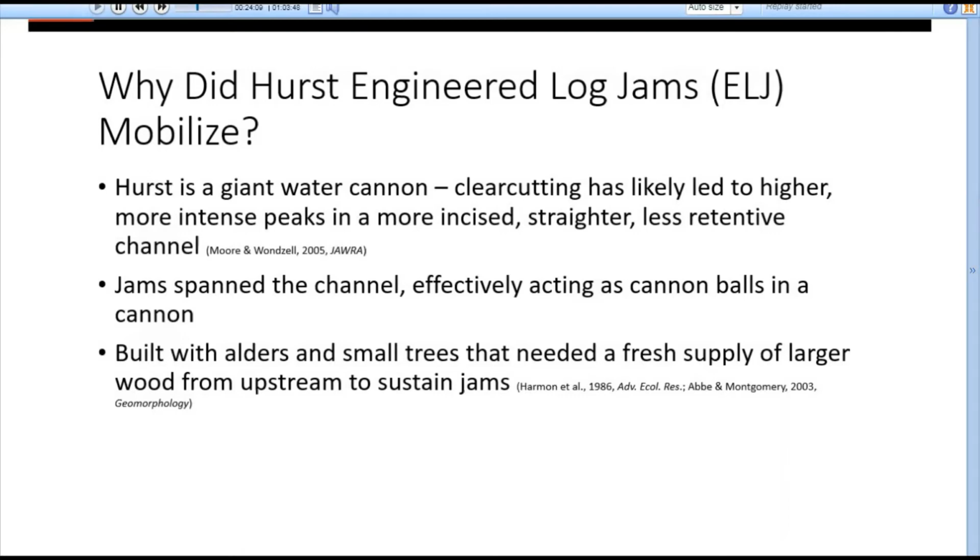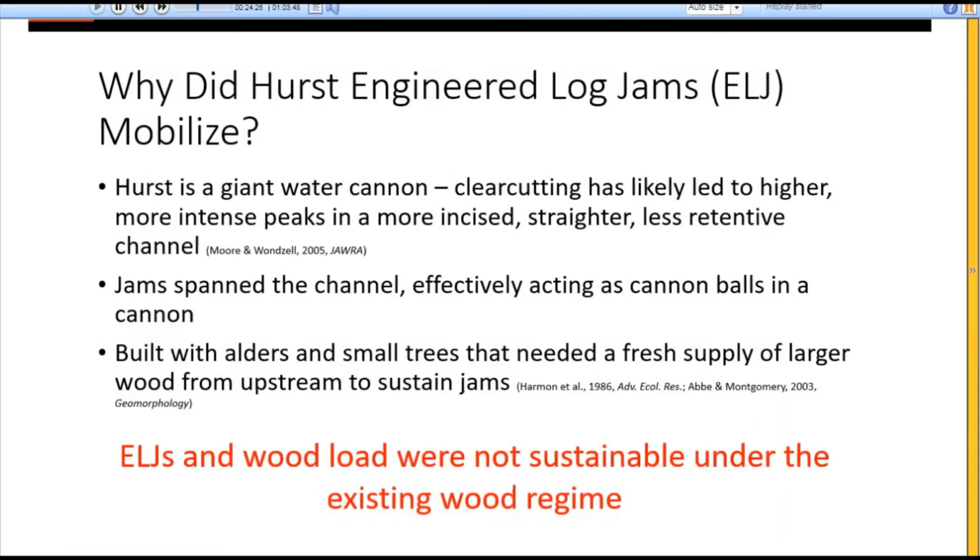Because there was all that logging in the upstream basin, because the riparian buffers were insufficient, and most notably because Hearst Creek doesn't migrate laterally and recruit trees upstream of this reach, there really wasn't enough large wood coming in from upstream to sustain these jams. So we can summarize this by saying that those ELJs, and in general the amount of wood that was reintroduced to Hearst Creek, was not sustainable under Hearst Creek's wood regime.